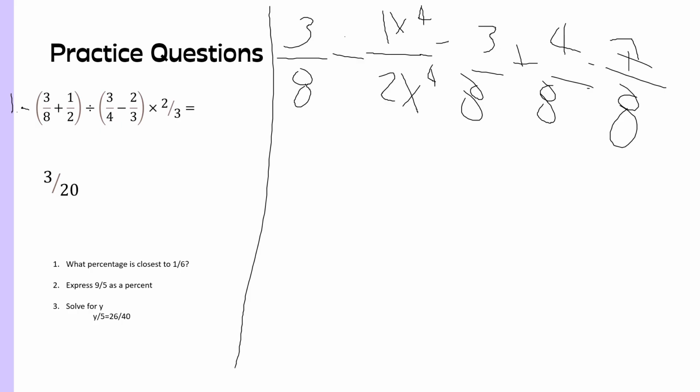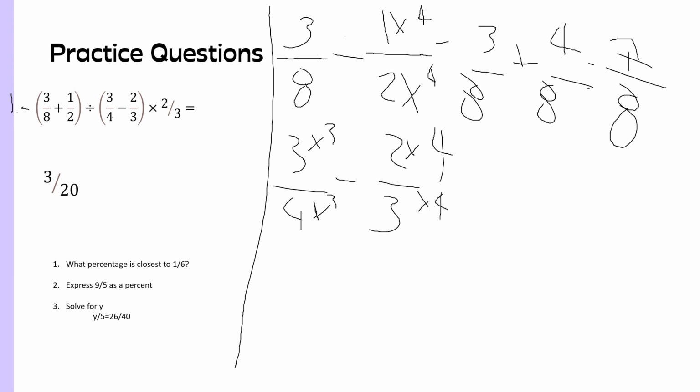Next, 3 over 4, subtract 2 over 3. Make the denominator the same. We've got to multiply the first one by 3. What we do at the bottom, we do at the top. And the second one, we're going to multiply by 4.